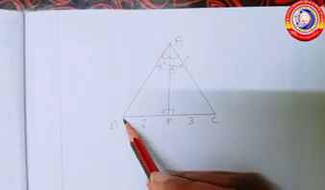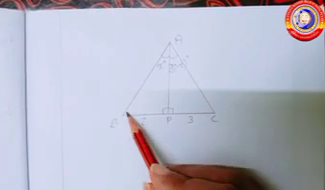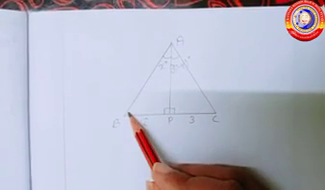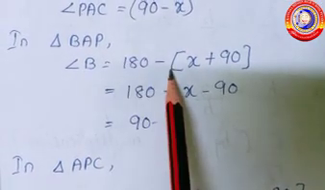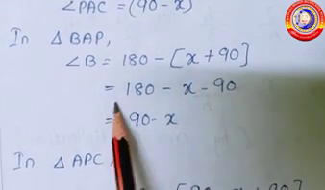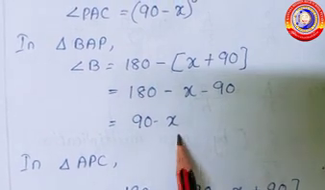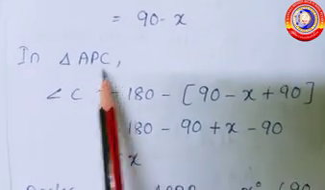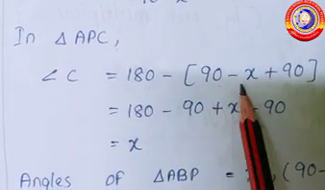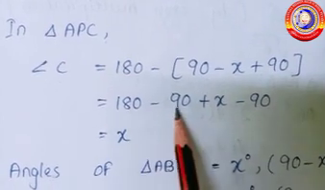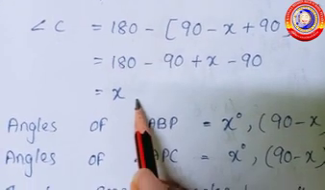Okay, in triangle BAP, angle B is equal to 180 minus x plus 90 degrees, which is equal to 180 minus x minus 90, that is equal to 90 minus x degrees. Now let us consider the next triangle, that is triangle APC. Here angle C is equal to 180 minus 90 plus x minus 90, that is equal to x.